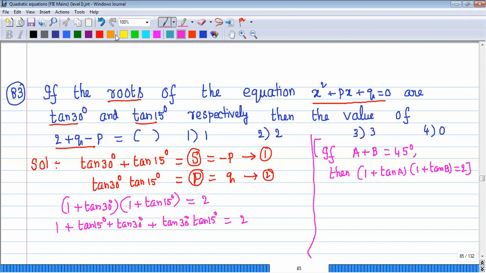So my dear students, you check. Here tan 30 plus tan 15 is minus p, and tan 30 into tan 15 is q. Just replace it: 1 minus p plus q equals 2. What we are asked is 2 plus q minus p. Transpose 1 to this side, and we get q minus p equals 1. Add 2 on both sides: 2 plus q minus p is equal to 2 plus 1, which is 3. The answer is the third option.